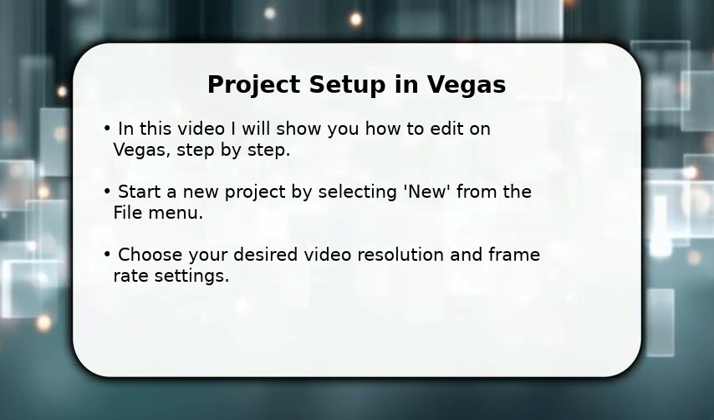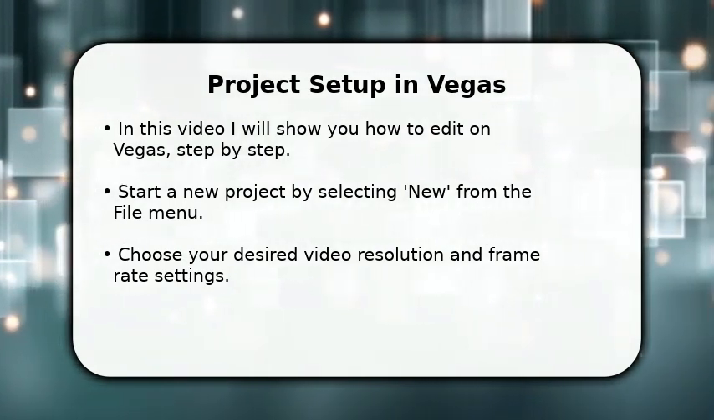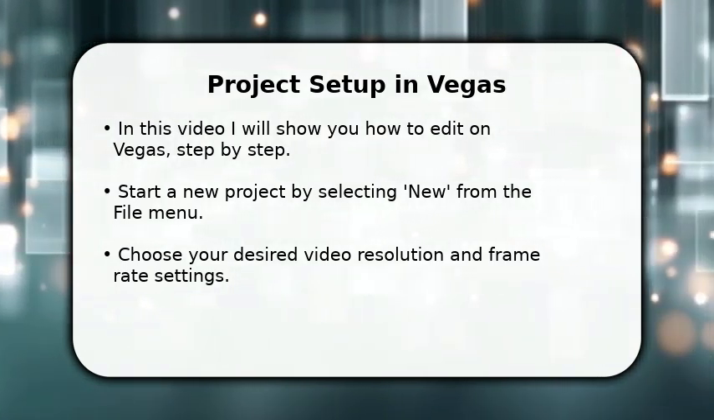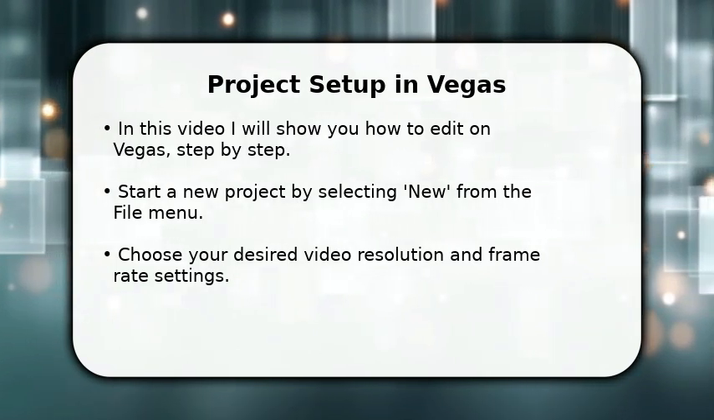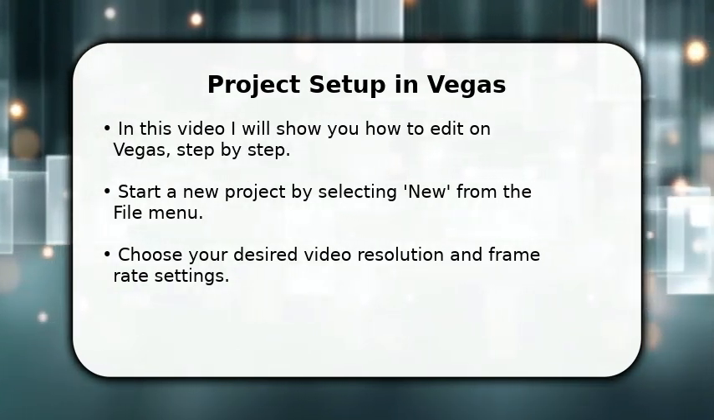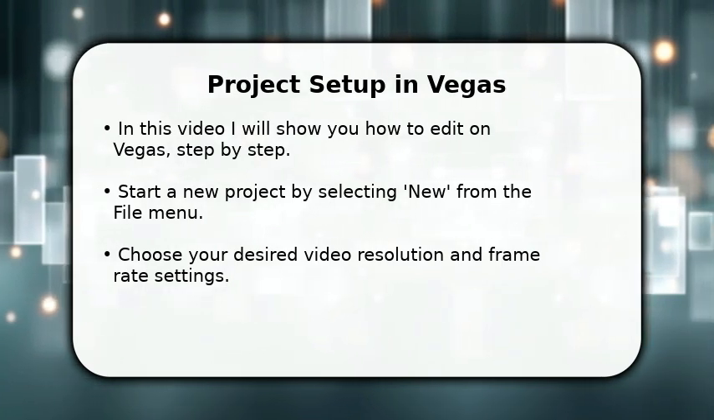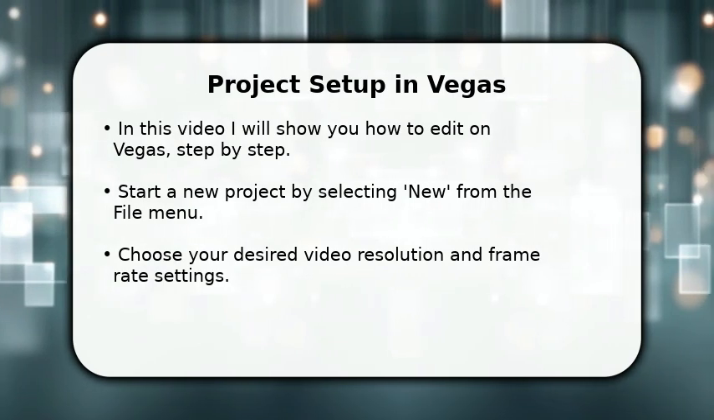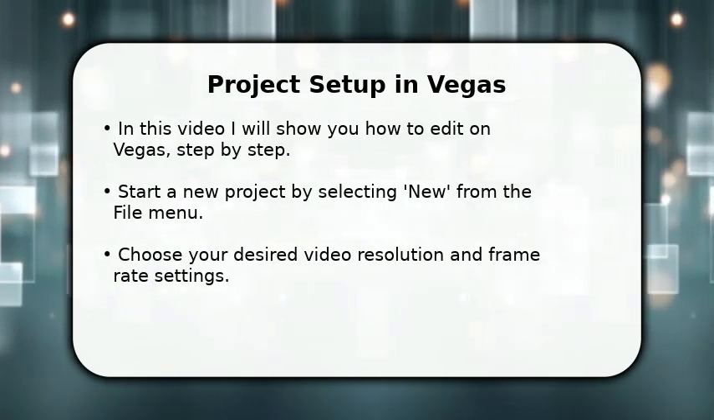Open Vegas and navigate to the File menu, then select New to begin. Next, choose your desired video resolution and frame rate settings for your project. Finally, import all your media files by simply dragging them into the project media window. This prepares everything for your creative editing journey.